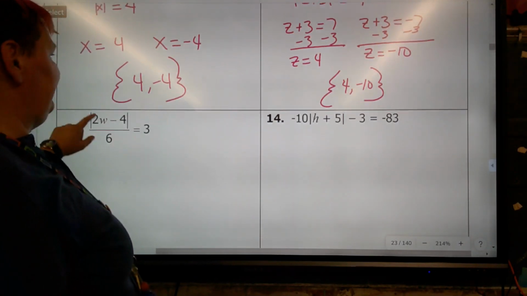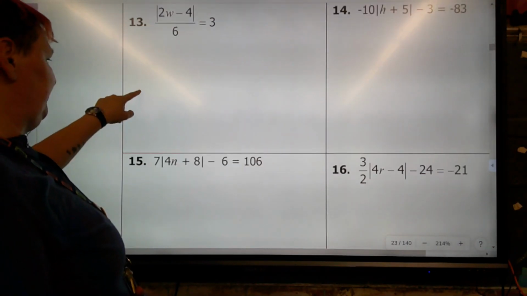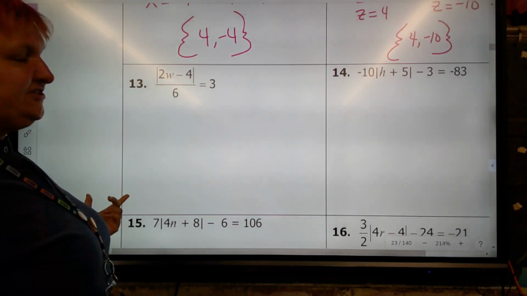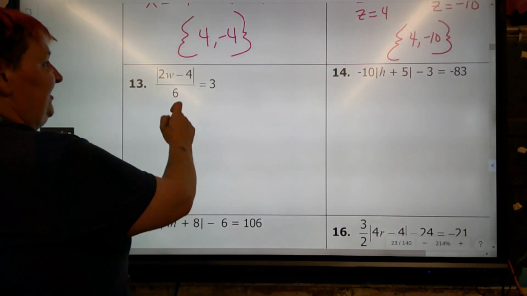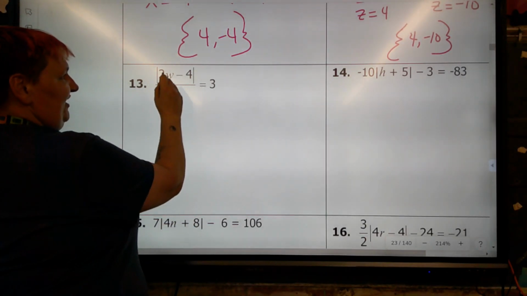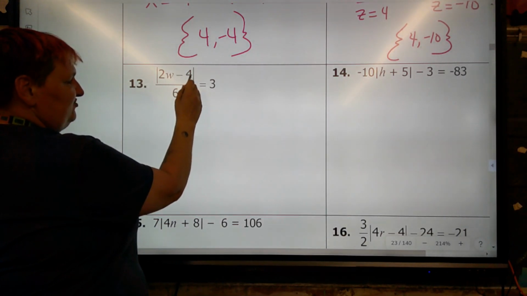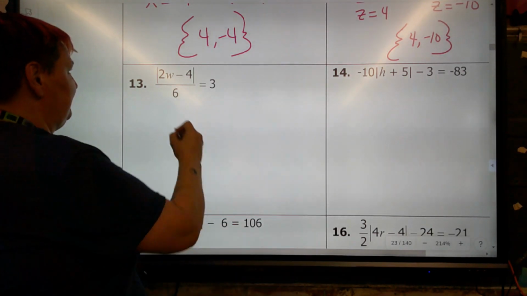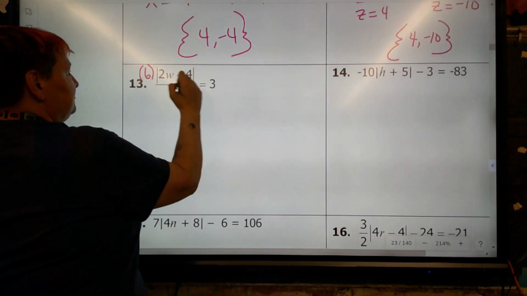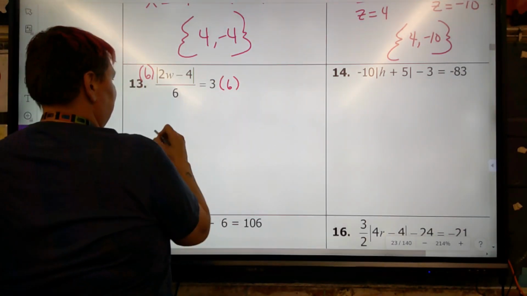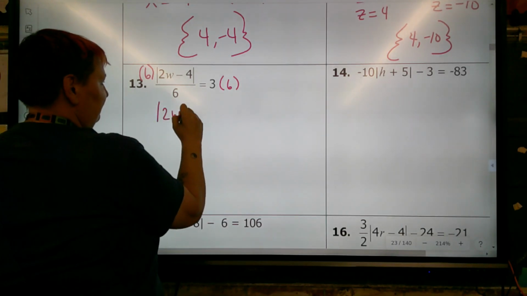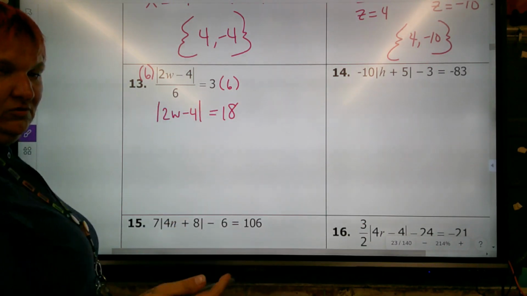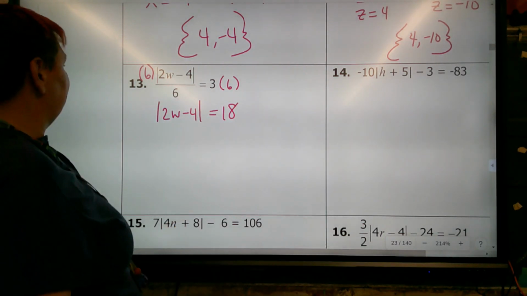Right? So what if there's multiple things in the way? It just gets more and more complicated, right? You just keep using inverse property. In this case, this is the absolute value of 2w minus 4 divided by 6. The opposite of divided by 6 is multiplied by 6. So on this one, you would multiply both sides by 6 first. Then you would do the thing, right? Set it equal to the positive and negative, right?